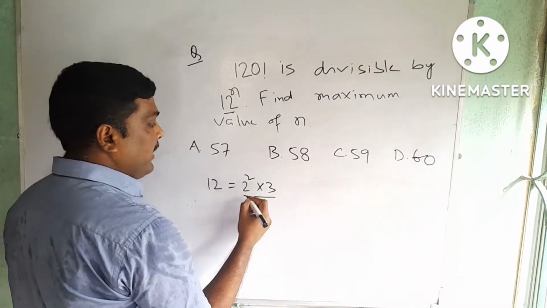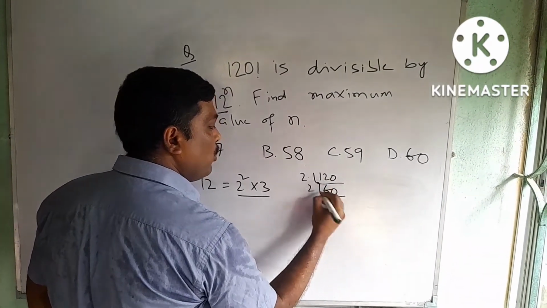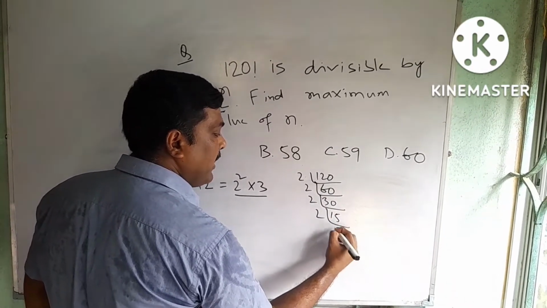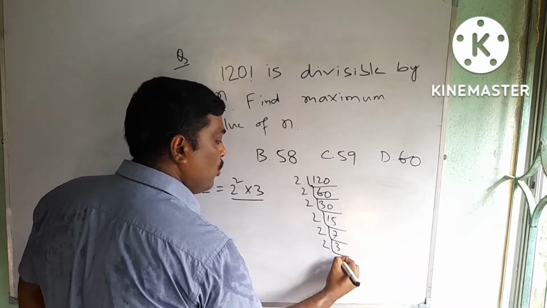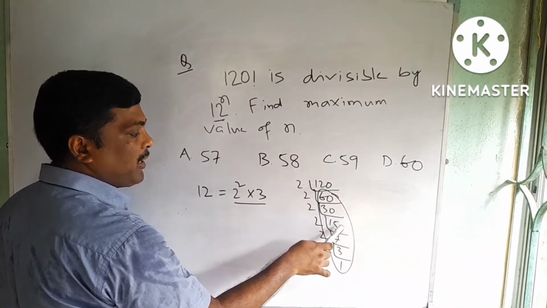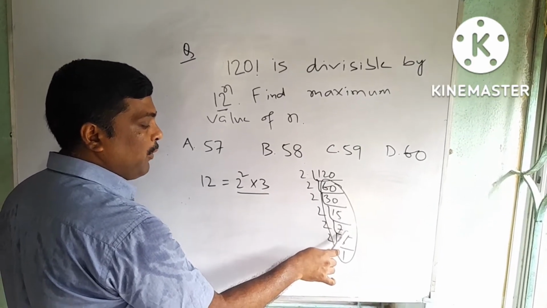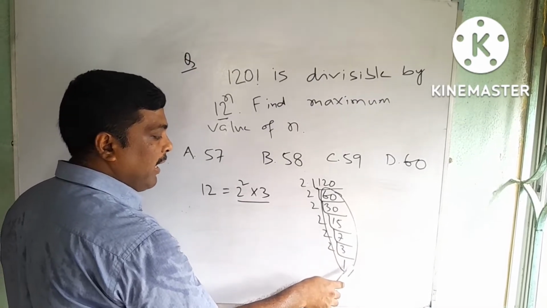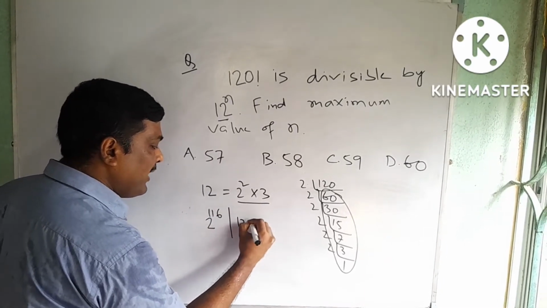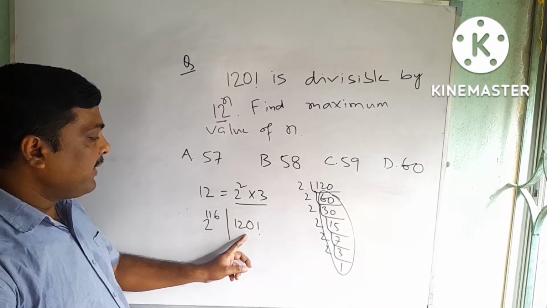So first divide 120 by 2. Quotient 60, divide 60 by 2, 30, divide 30 by 2, quotient 15, 15 by 2, quotient 7, 3, 2, 1. Calculate this sum. That is 60 plus 30 plus 15 plus 7 plus 3 plus 1. It is 90, 105, 112, 115, 116. So 2 to the power 116 divides 120 factorial.